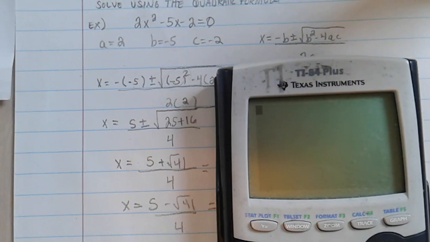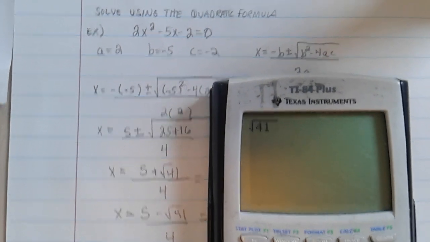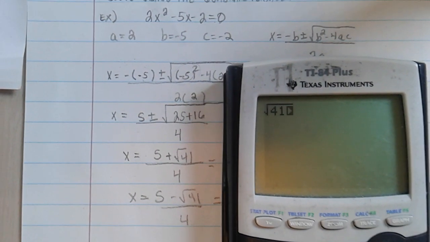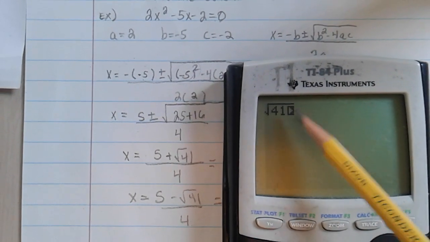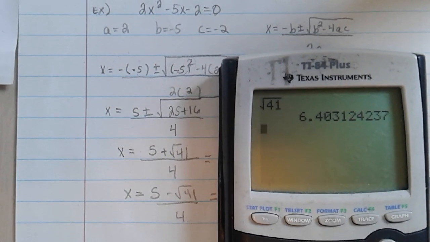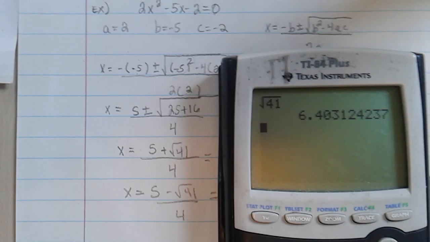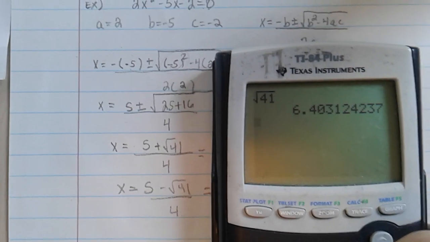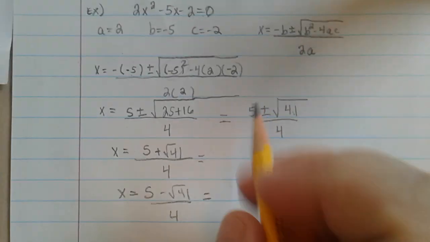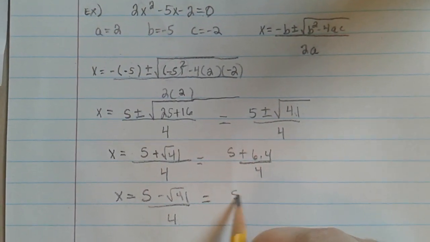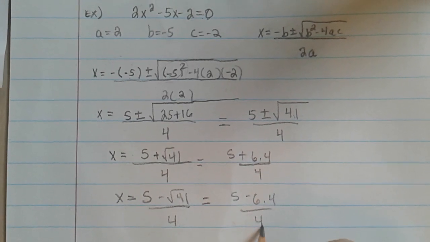So now I need to take my calculator once again and take the square root of 41. I will not accept any square roots in your answer. So if you're using a computer program and it's simplifying a radical and giving you a square root in your answer and you use it, you're not going to get any credit. Repeat, any credit for doing the problem. So here's 6.4. So this would be 5 plus 6.4 over 4, 5 minus 6.4 over 4.